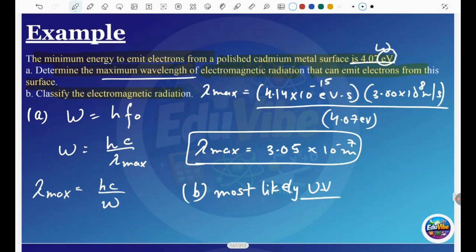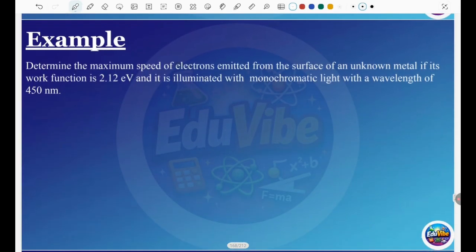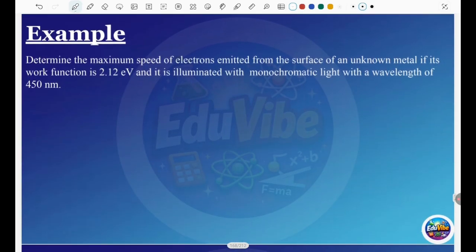So you have to come to know about the core thing in this. Now we have an example, which is a fairly complex example we have to deal with. So let's deal with it. Determine the maximum energy and maximum speed of the electrons emitted from the surface of an unknown metal if its work function is 2.12 eV and it is illuminated with monochromatic light with a wavelength of 450 nanometers.